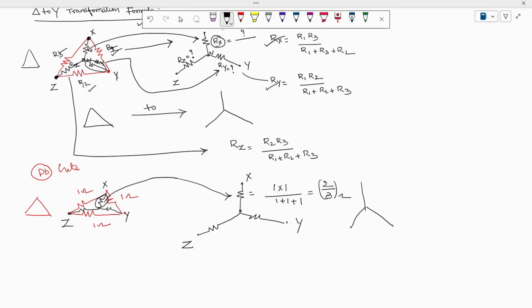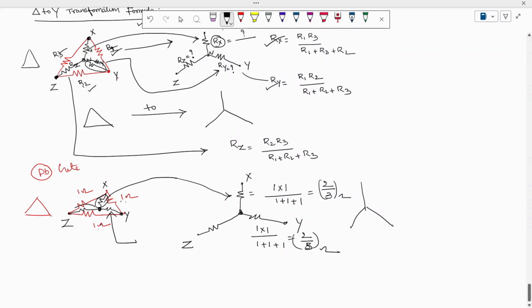Next one. So coming to this branch, this is the element we need to find out. How to find this resistor: this black color resistor is connected between these two known resistors. So the known resistors give 1 into 1 divided by 1 plus 1 plus 1, which is nothing but 2 by 3 ohms.